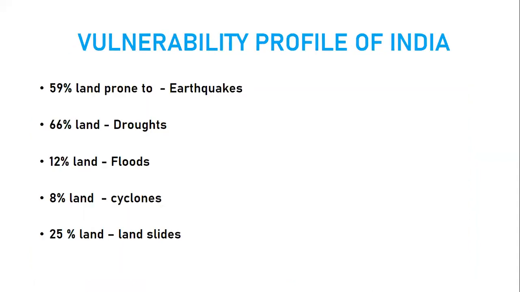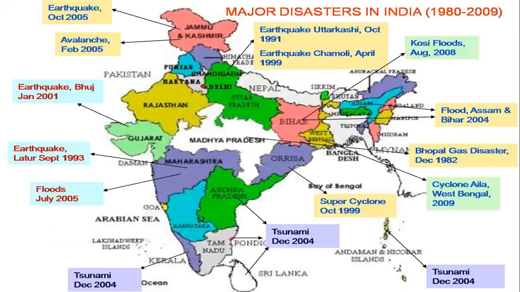Then we will discuss the vulnerability profile of India, where 59% of the land is prone to earthquakes, 66% of the land is prone to droughts, 12% of the land is prone to floods, and 8% is prone to cyclones. 25% of the land is prone to landslides.